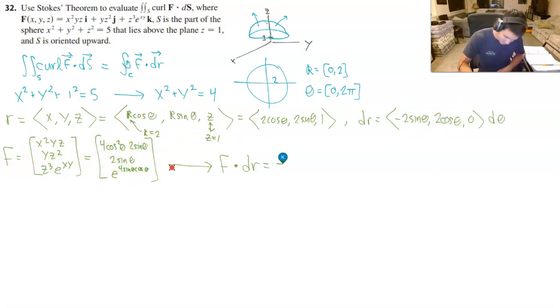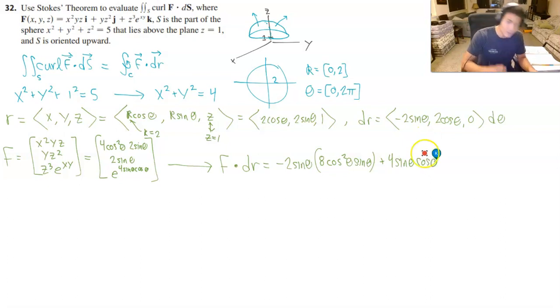So we get negative 2 sine theta times 8, 4 and a 2 here, 8 cosine squared theta sine theta. And then we have 2 sine theta times 2 cosine theta. So that's 4 sine theta cosine theta. So this is your integrand for this formula.